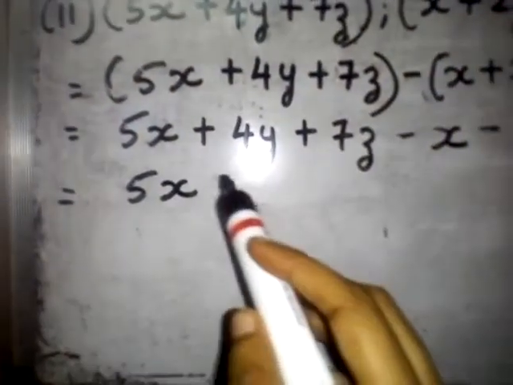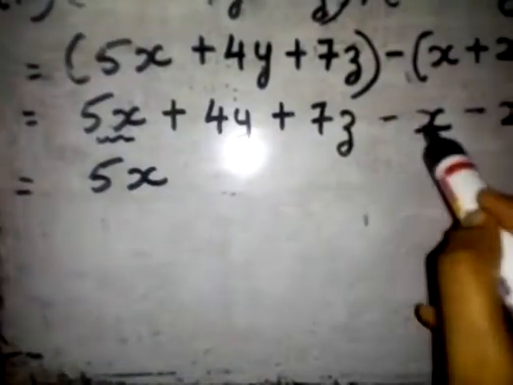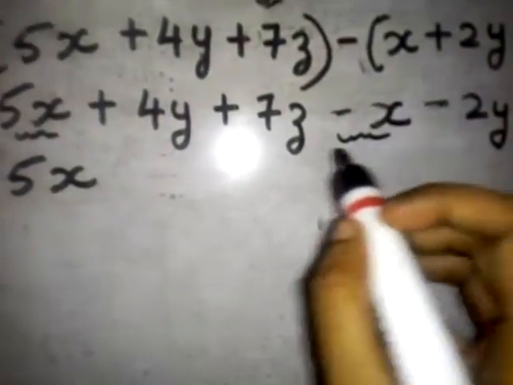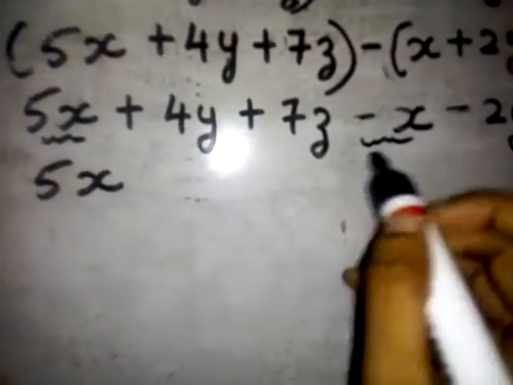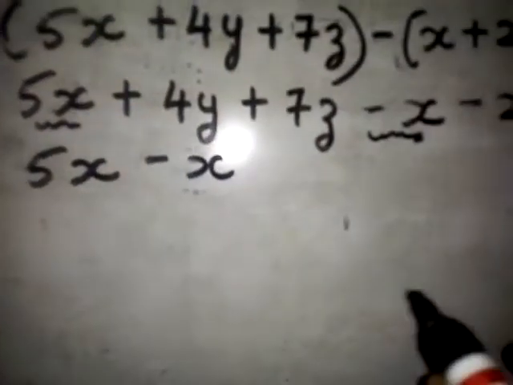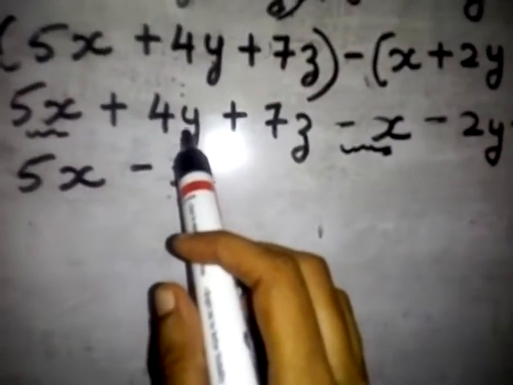5x, the other one which is there, see here. If you are getting confused, underline it in a different way. 5x, before x which sign is there, put that: minus x. Now x is over. Now the next one is the number with the y variable.